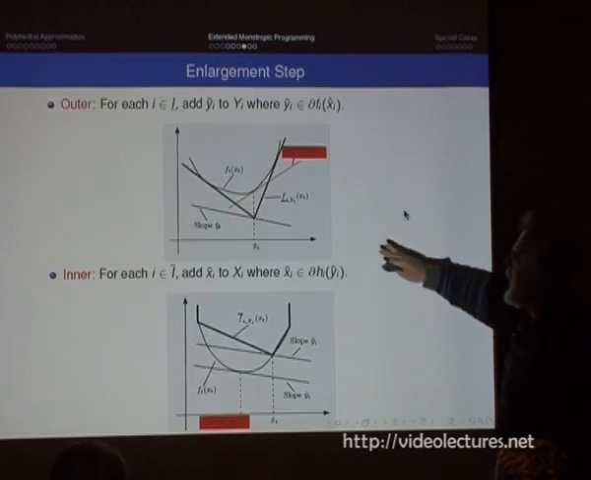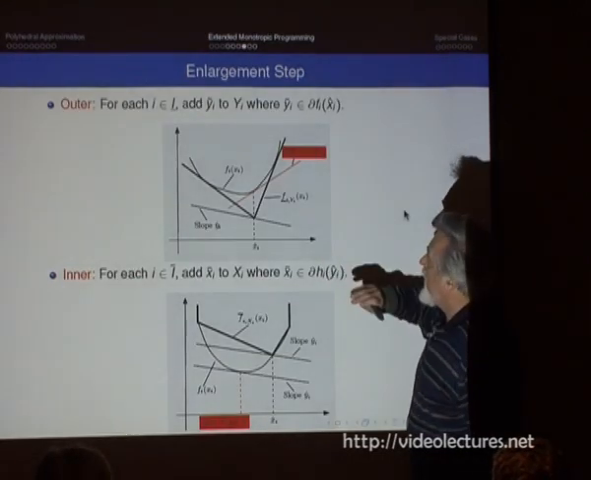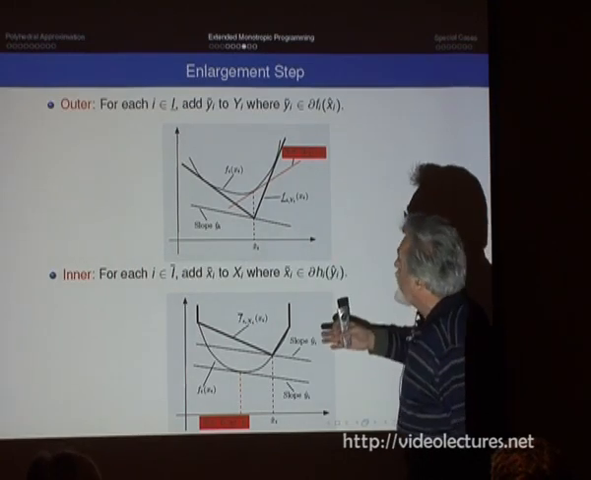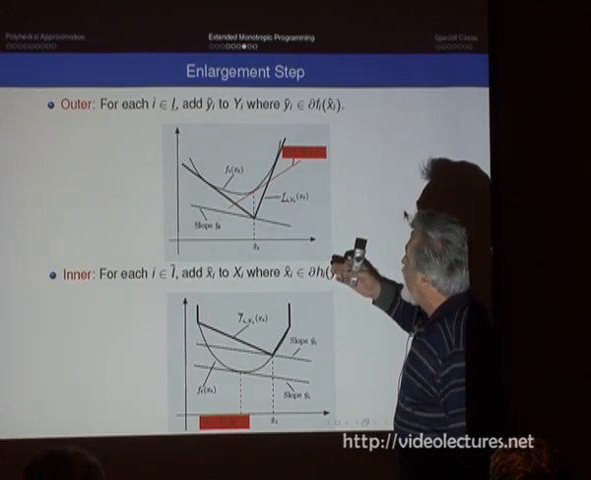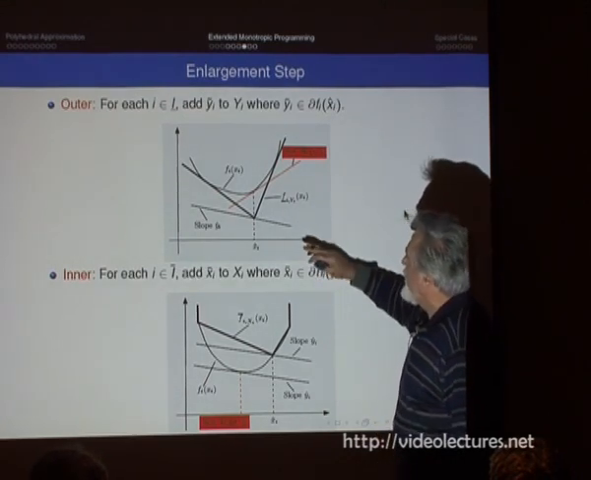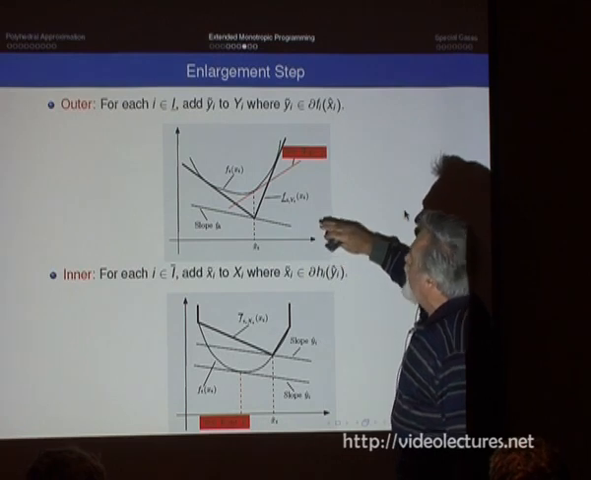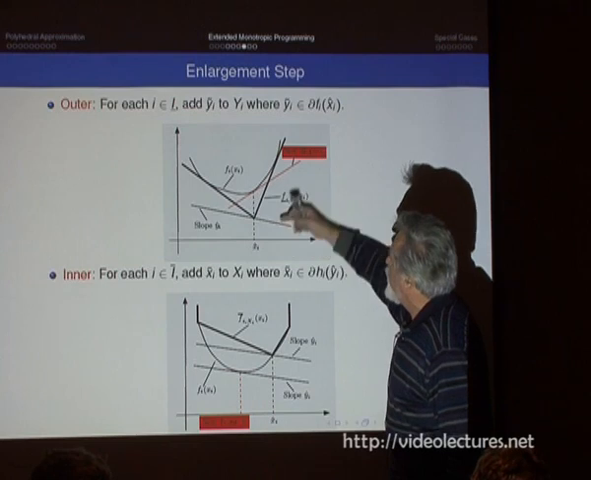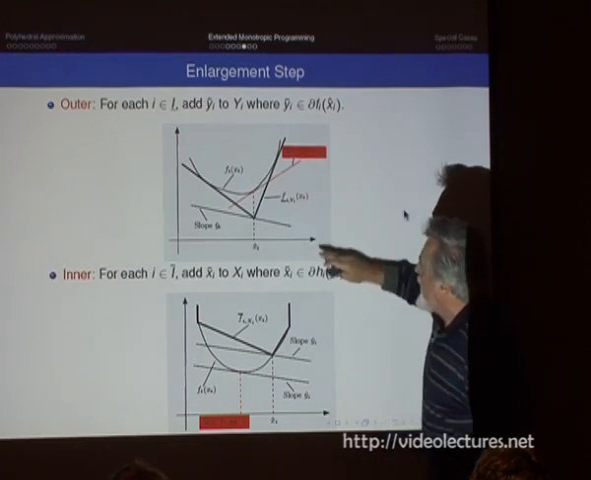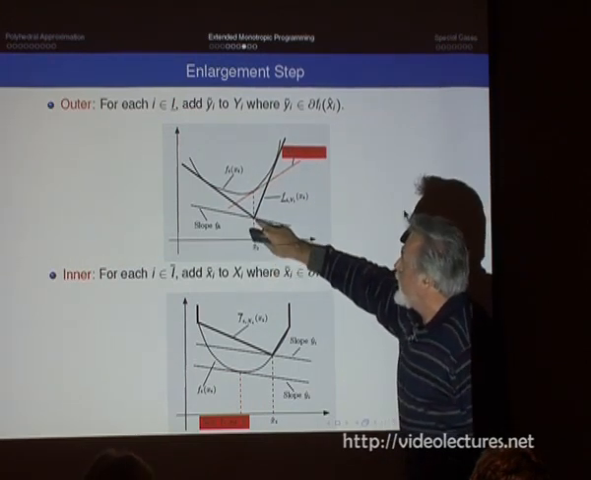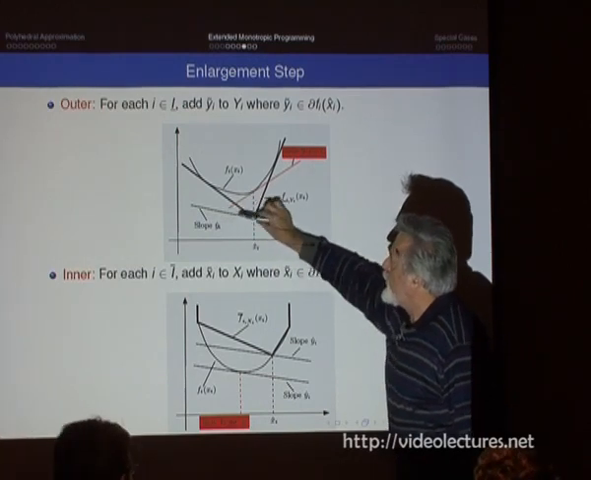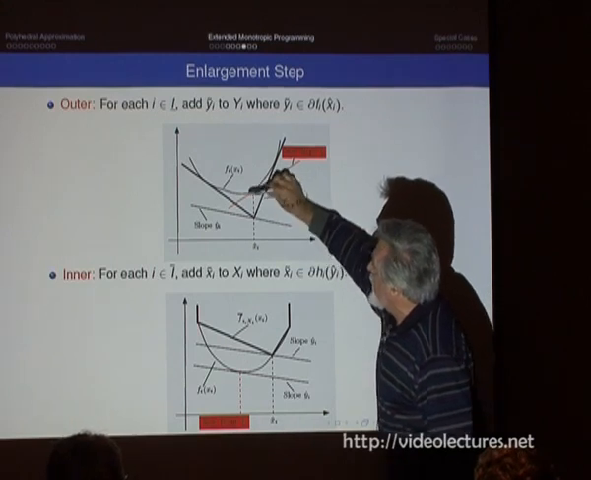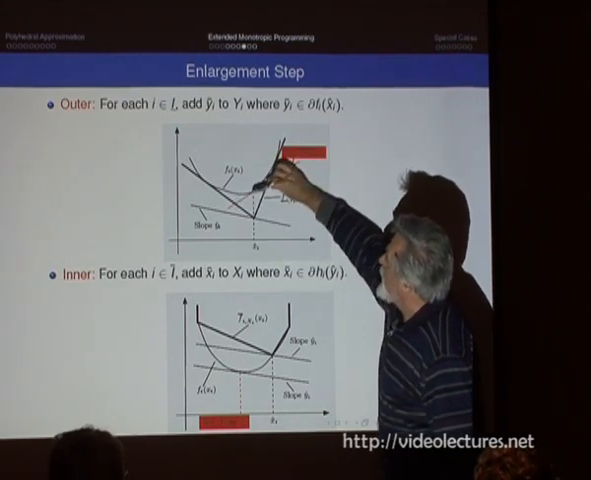Okay, now let me explain the enlargement step. Remember, we have this approximation, and we solve and we find an x hat, y hat that solves the approximation. Now, for every outer approximated function, we want to add a new slope. So we have the corresponding component x. Here's the corresponding slope y hat. And then we go up here, and we pick up a subgradient of this function.